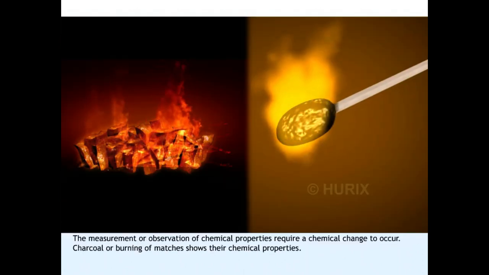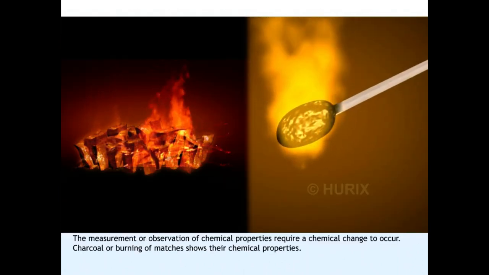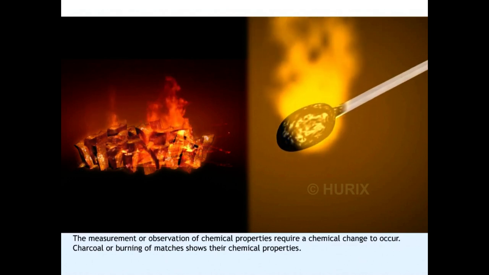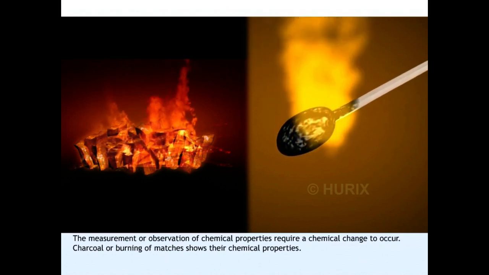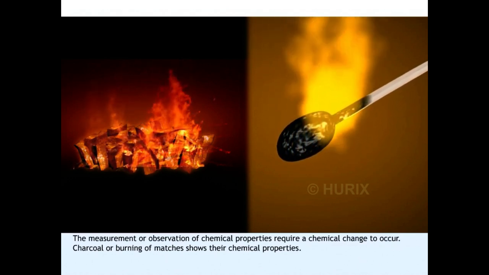The measurement or observation of chemical properties requires a chemical change to occur. Charcoal or burning of matches shows their chemical properties.